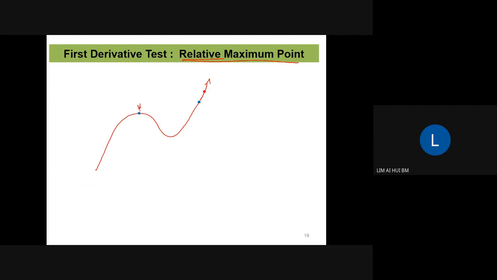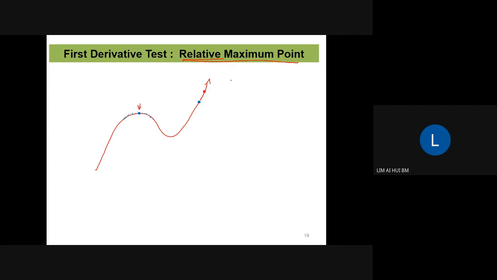We call this a relative maximum. Why do we call this a relative maximum? Because it is compared to the points nearby. Compared to the points nearby over here, it is a maximum. So we call this a relative maximum.